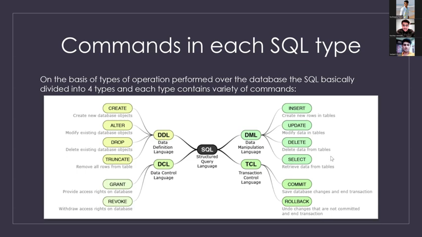Right now, just see how this division happens inside SQL, the structured query language. This structured query language is divided into four types, and each type is again divided into some commands. So this is how, on the basis of the type of operation performed over the database, SQL is basically divided into four types, and each type contains a variety of commands.